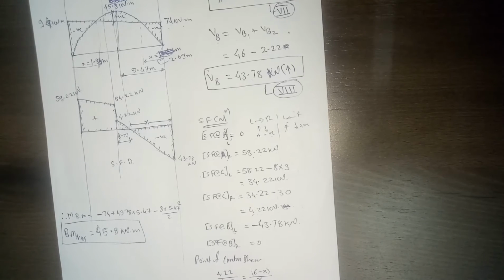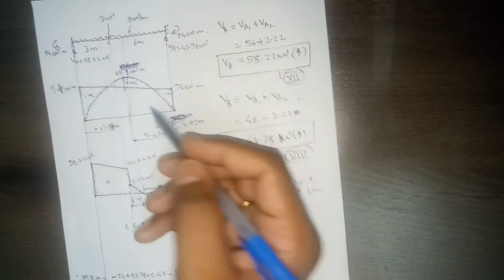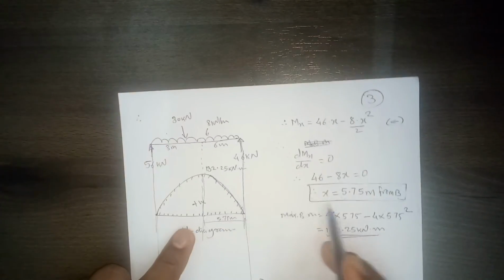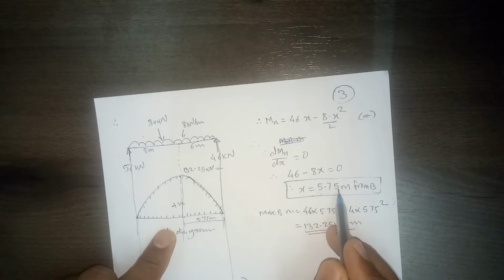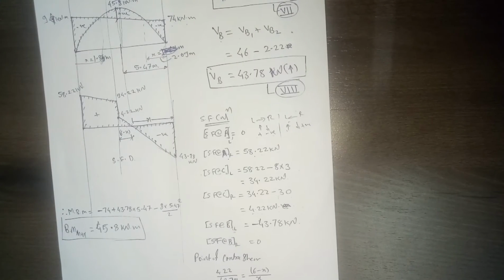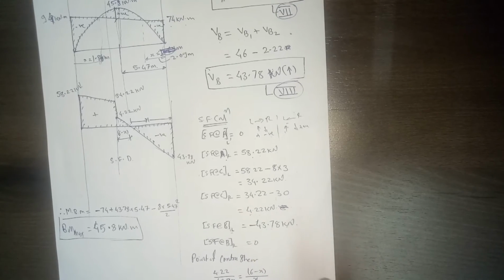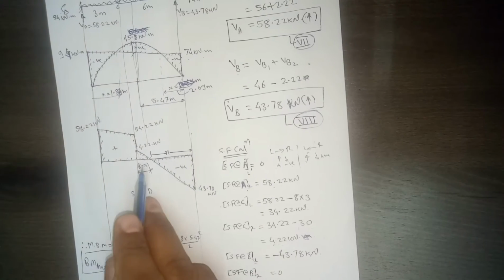5.47. From this value you should understand that for the parabola the peak bending moment was at a distance of 5.75 meter, but for this combined effect it is at 5.47 meter. So it has shifted towards point B, right?